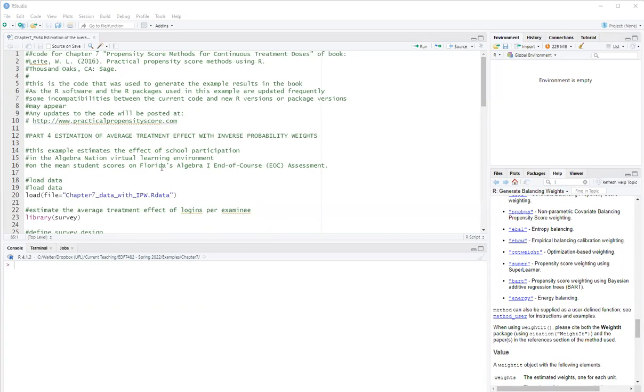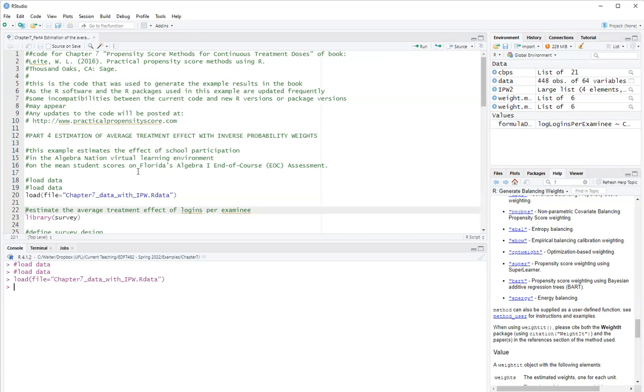In previous videos, I estimated the dose response function, and then I estimated inverse probability weights with different methods and evaluated the covariate balance. So in this video, we will start already with having inverse probability weights that I estimated in previous videos. Okay, so here the example is to estimate the effect of school use of the Algebra Nation virtual learning environment in Florida on the school level mean of the Florida Algebra 1 End of Course Assessment. I'll start by loading previous results. This data set and code is available on the website practicalpropensityscore.com.